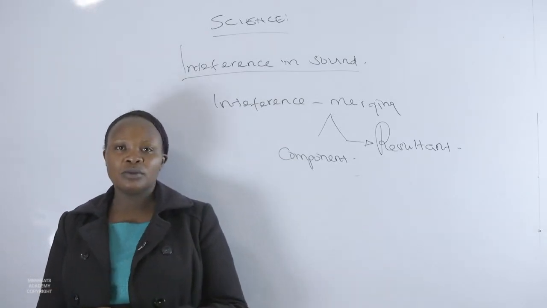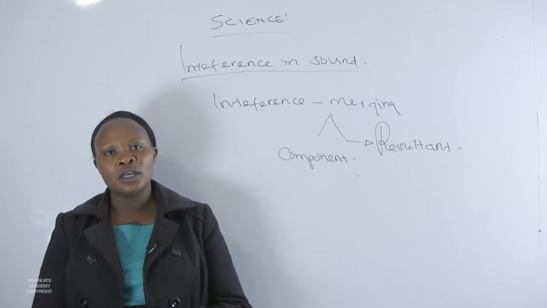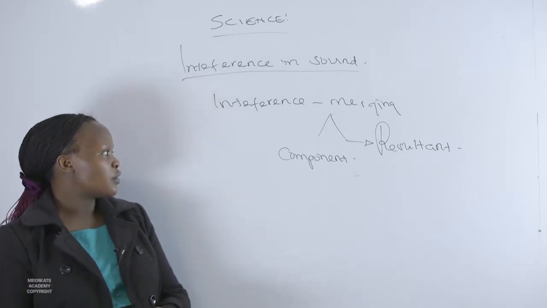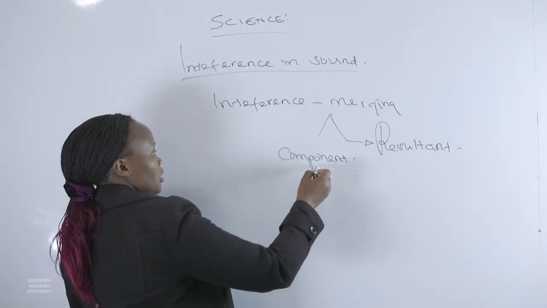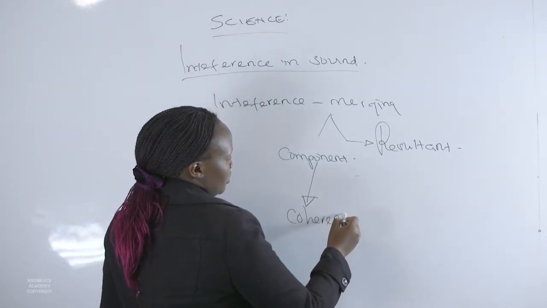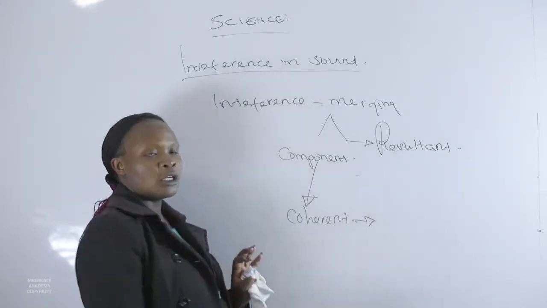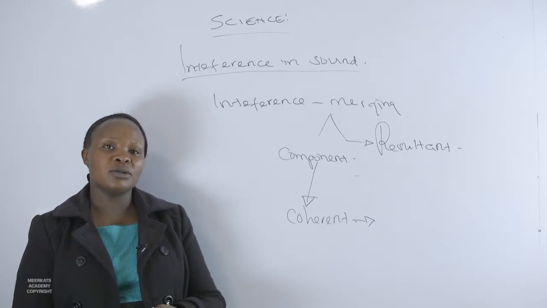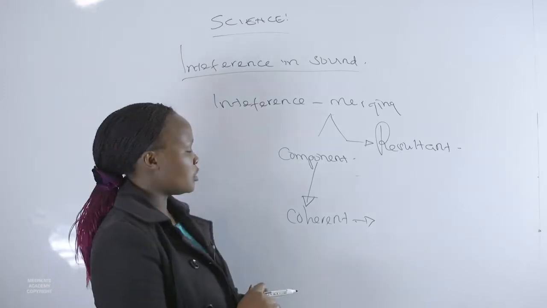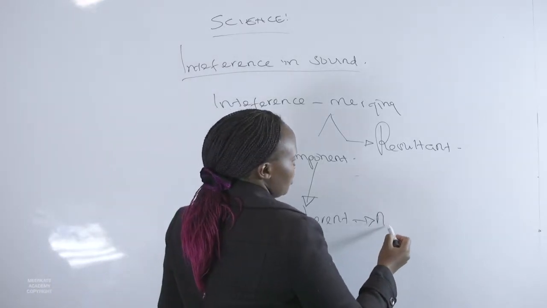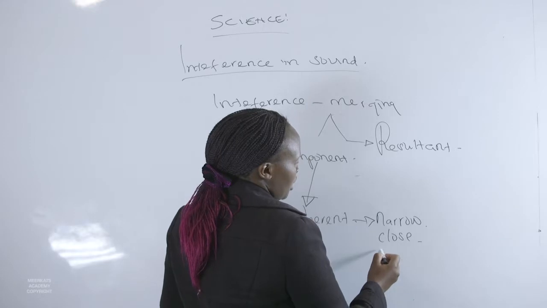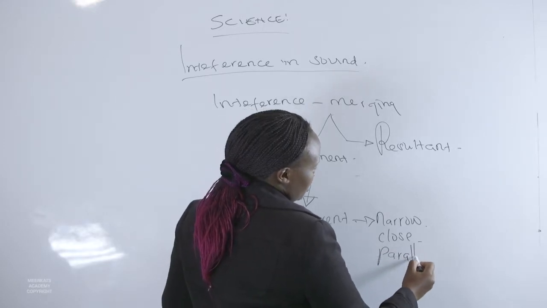Now, we were able to look at a few conditions that will favor the interference of our waves. For example, we said that the component waves have to come from coherent sources. Remember that interference is just between two waves, and they have to come from coherent sources, where coherent means that the sources are narrow, they are close to each other, and they are actually parallel.